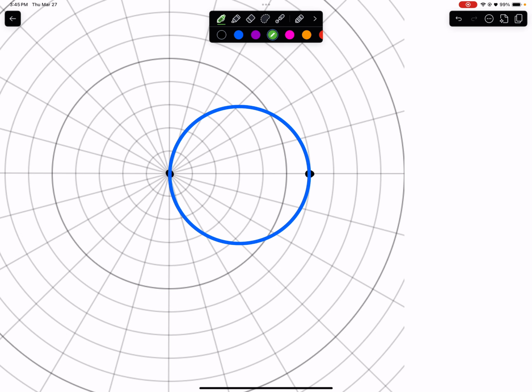So we're going to start at the point 6 in the direction of 0, and then we're going to go in the direction that follows these arrows.